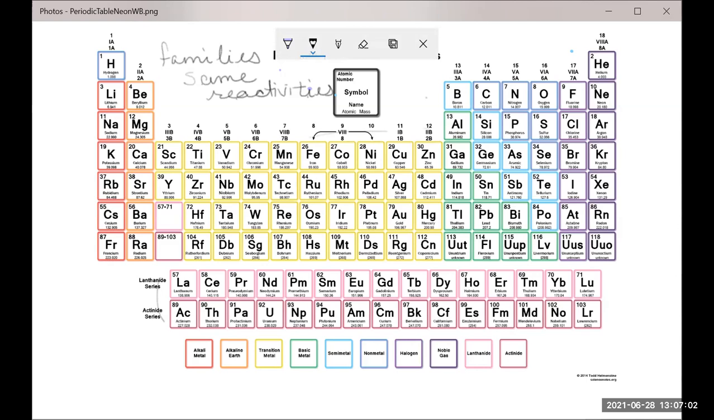There are some nuances, but basically, if I run a reaction with chlorine, then you know that reaction should work with bromine, should work with iodine. If I run a reaction with sodium, then you know potassium is going to behave the same way. So families tell you that they have the same type of chemical reactivities.